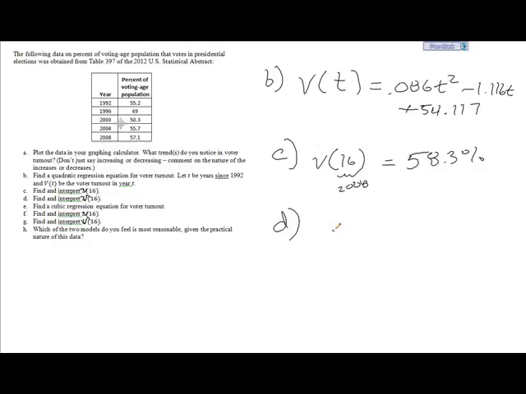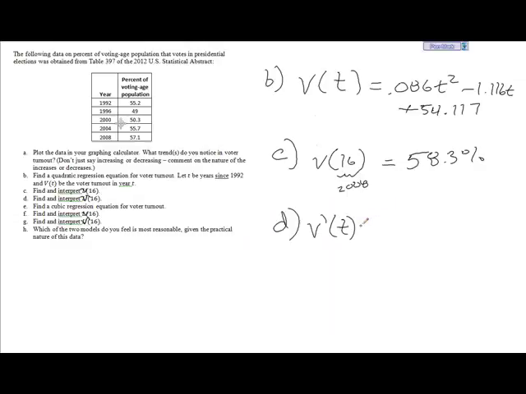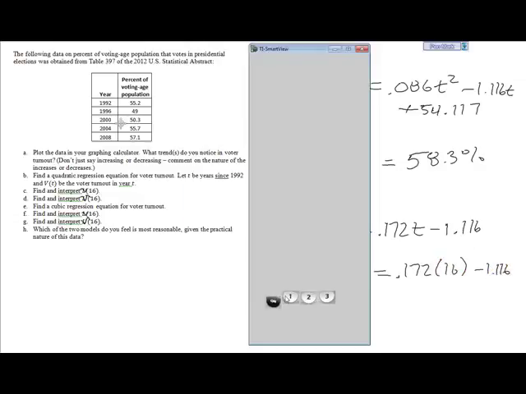Now we want to find the rate of change in voter turnout. How quickly is voter turnout increasing or decreasing? So first of all, we need v prime of t. So we'll take 2 times 0.086 using our power rule. Gives us 0.172. And this is going to be t to the first power minus 1.116 t to the 0 power. So we get a linear function out of this. And now we're going to go ahead and evaluate this thing at 16. So that's 0.172 times 16 minus 1.116.